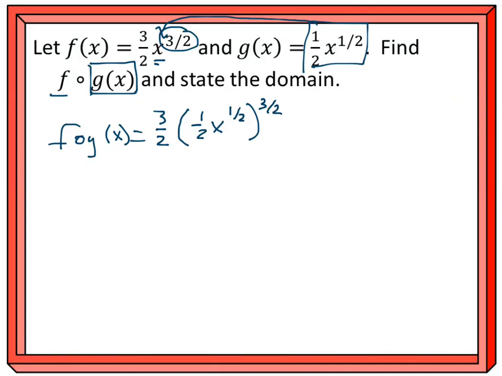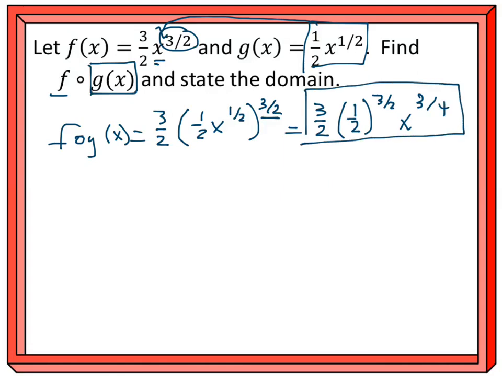Now let's just clean this up a little bit. Whenever we have a power raised to a power, we know we're supposed to multiply the powers together. So I have 3 halves on the outside times 1 half to the 3 halves power. And then x to the 1 half times 3 halves is 3/4. Now, here you can leave your answer just like that. This part right here can be simplified a little bit, but for right now, I'm not worried about you simplifying it. I just want this actual answer right here.